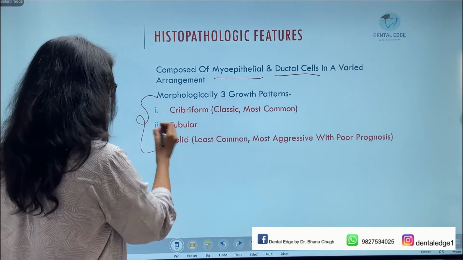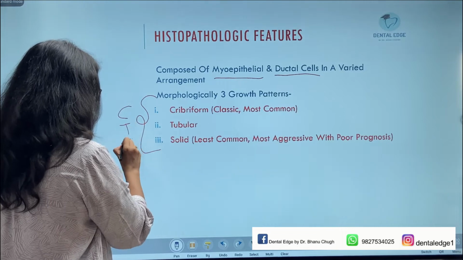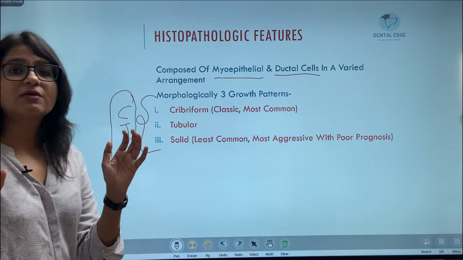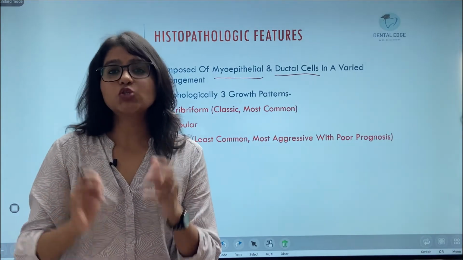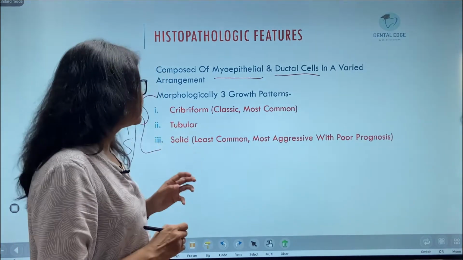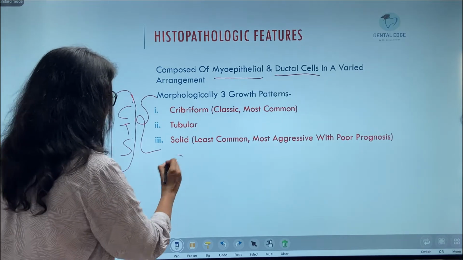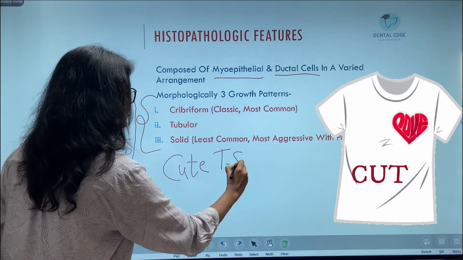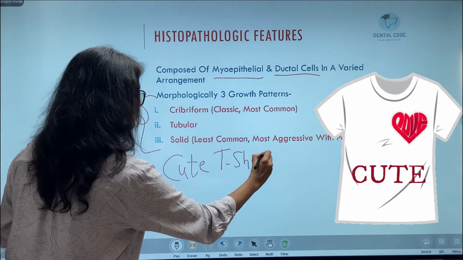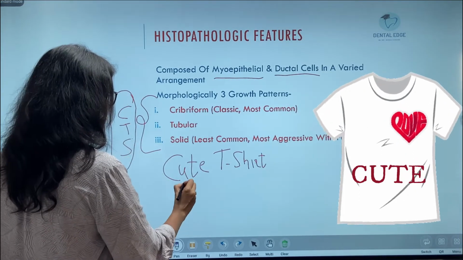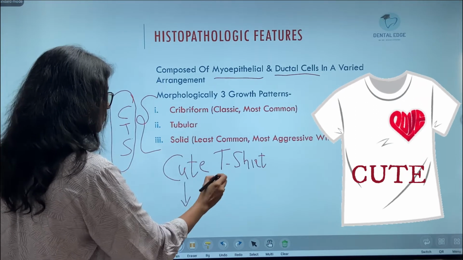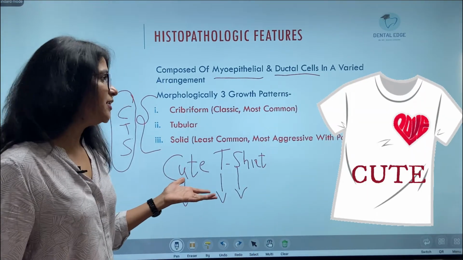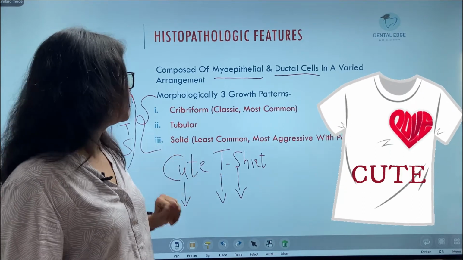How will you remember this? CTS. If you find this easy, remember this: CTS, cribriform, tubular and solid. These are the three patterns in which you will see. Or you can remember, if you find this easy, cute t-shirt, right? C stands for cribriform, T stands for tubular, S stands for solid. Whatever you feel comfortable, you can remember CTS or cute t-shirt.